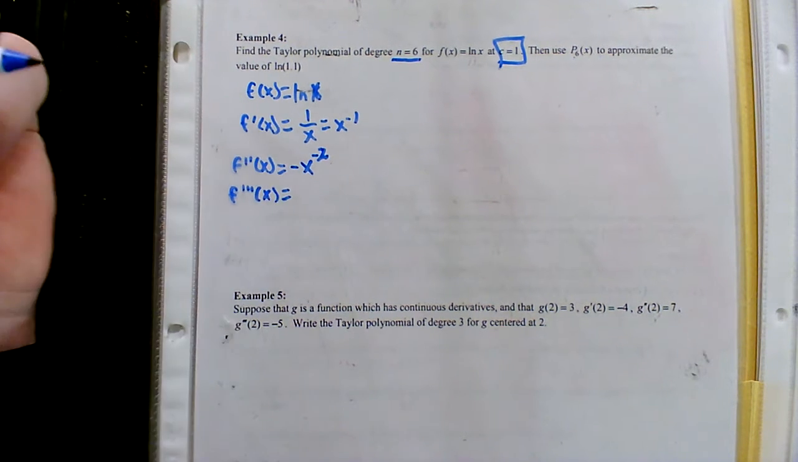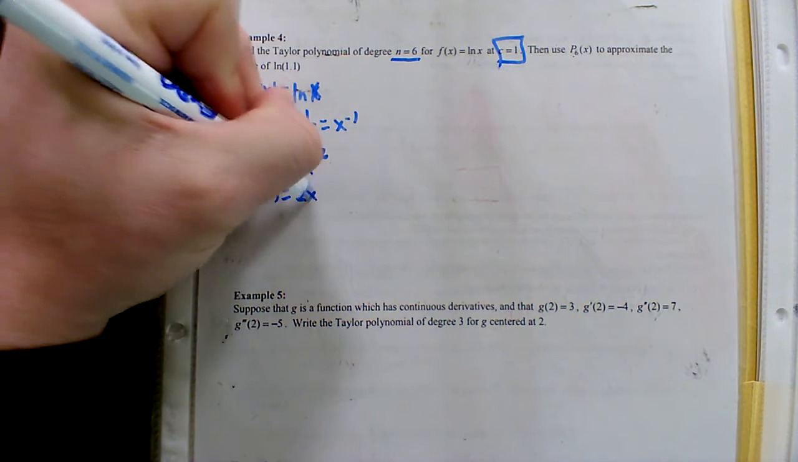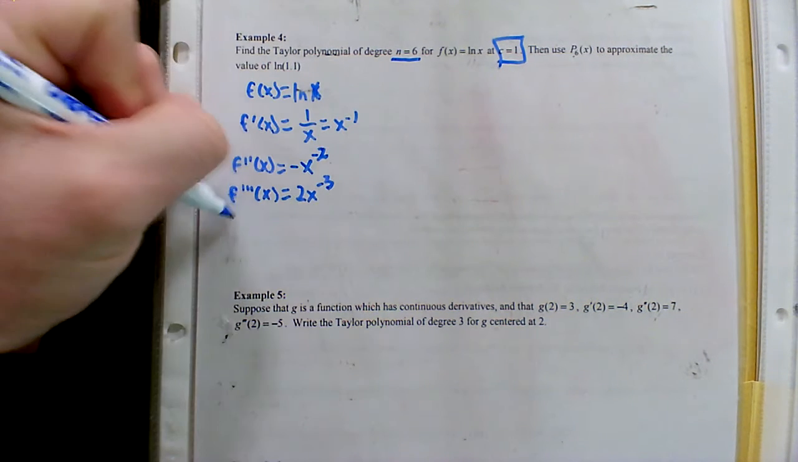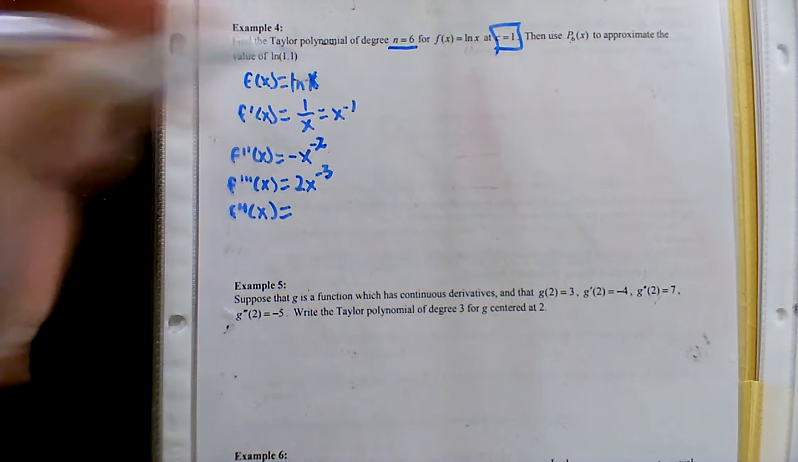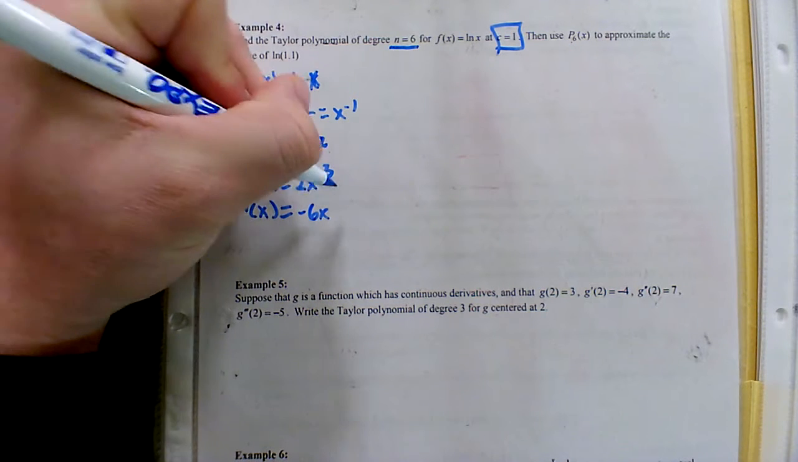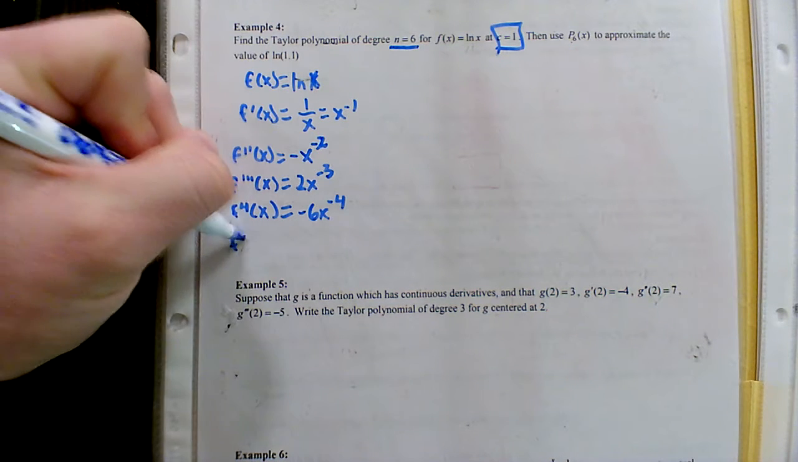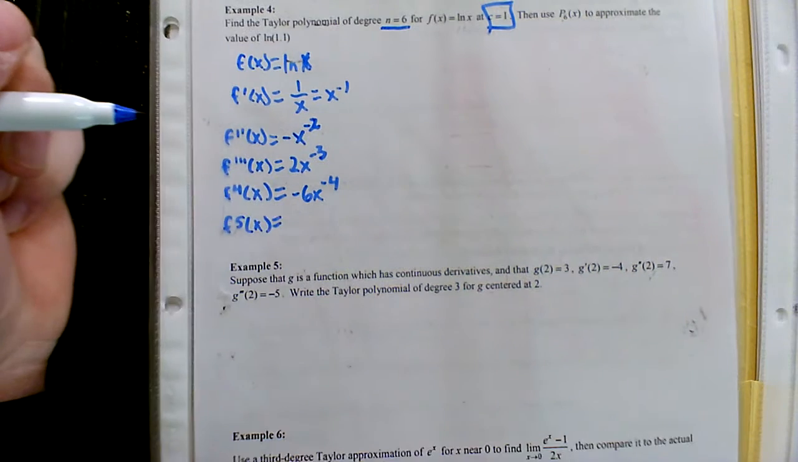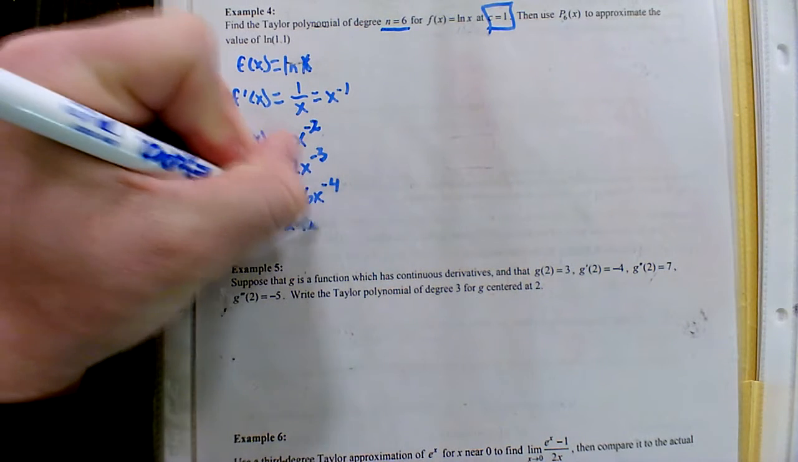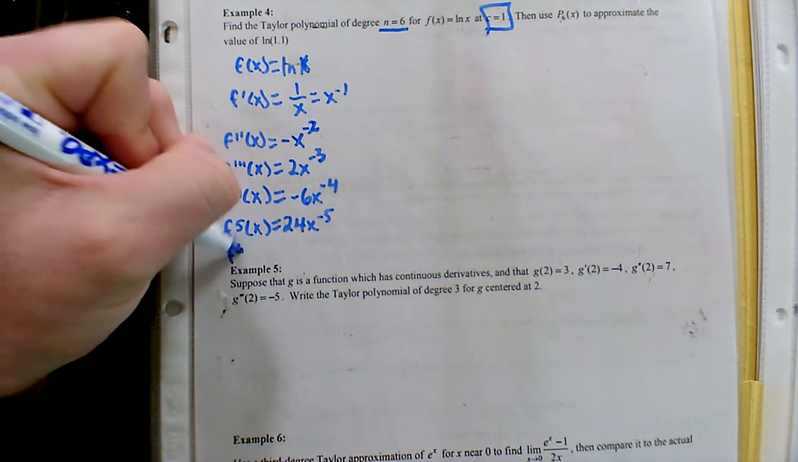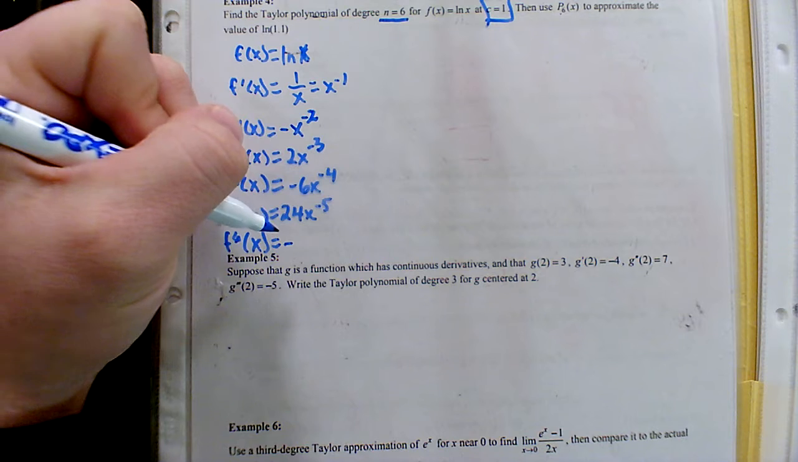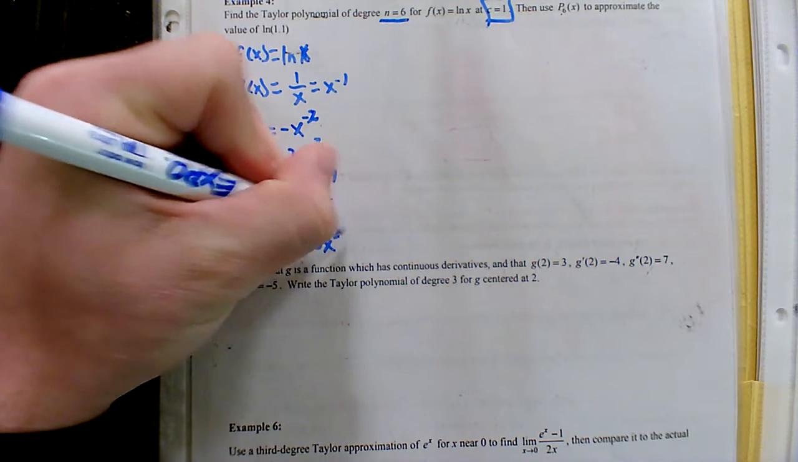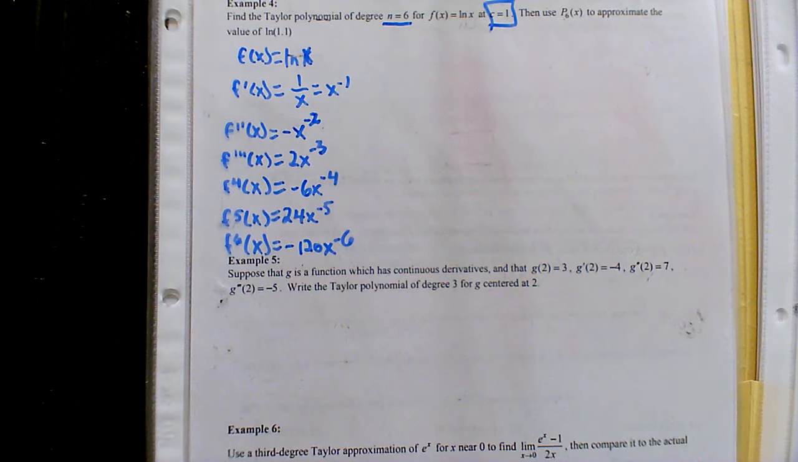Third derivative, 2x to the negative third. Fourth derivative, negative 6x to what? Yeah. Fifth derivative, and the 6th derivative. Alright, very good. So that's the original function and the first 6 derivatives.